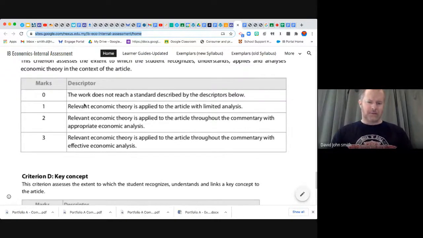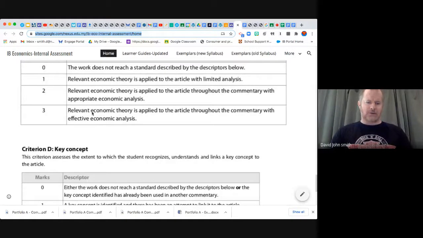Okay, again, 0, 1, 2, and 3. If you look at 3, relevant theory, it's got to be something that is appropriate to what you're discussing, and that's across all 3 of them. It's applied to your article throughout the article, so you have to go all the way through your commentary, explaining and using the theory. And then you've got what's called effective economic analysis.